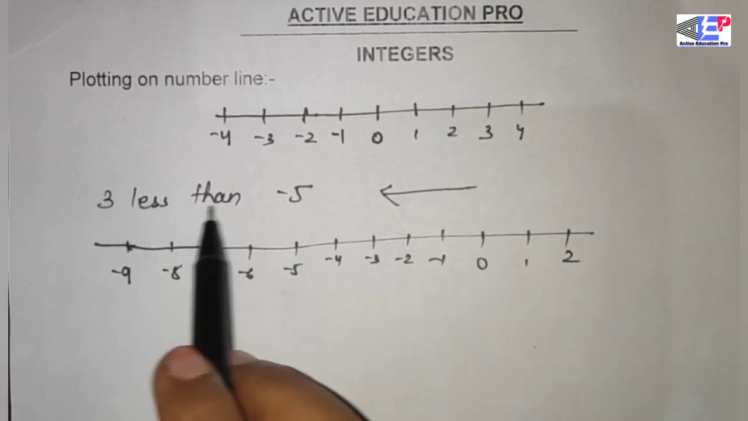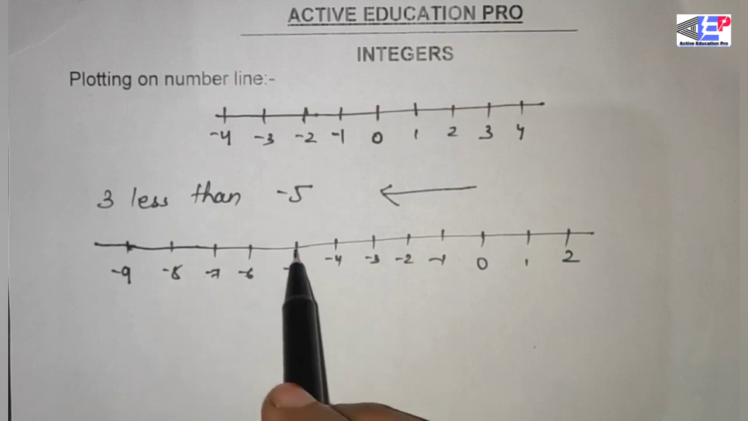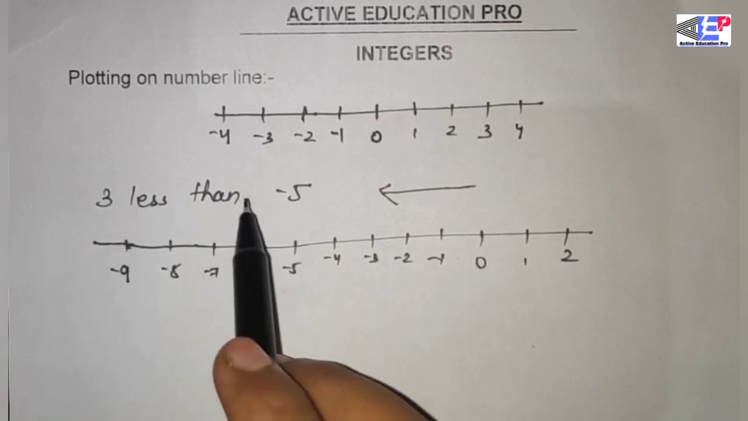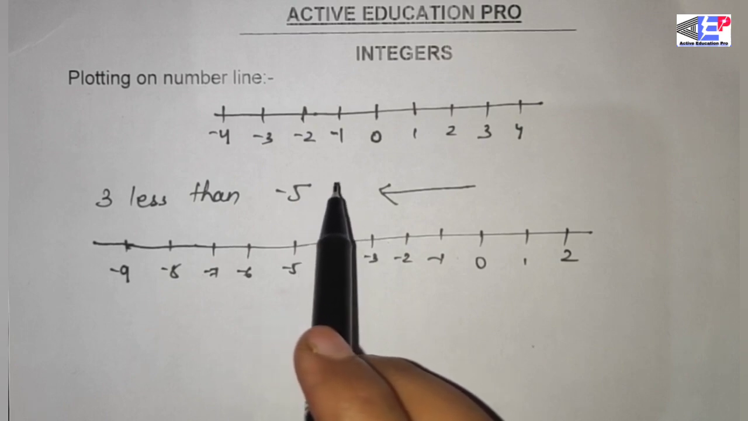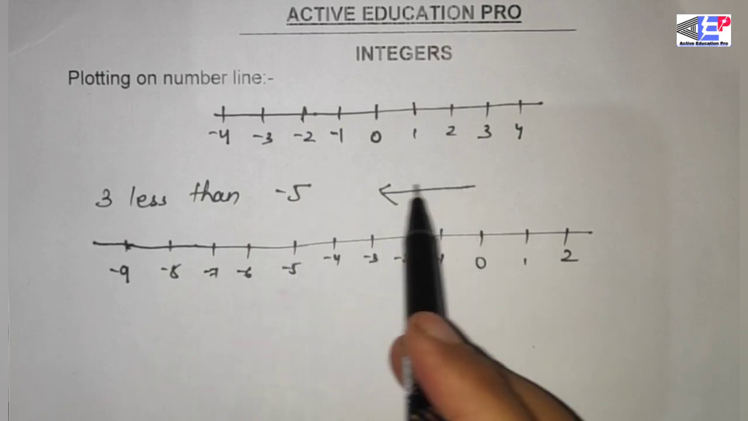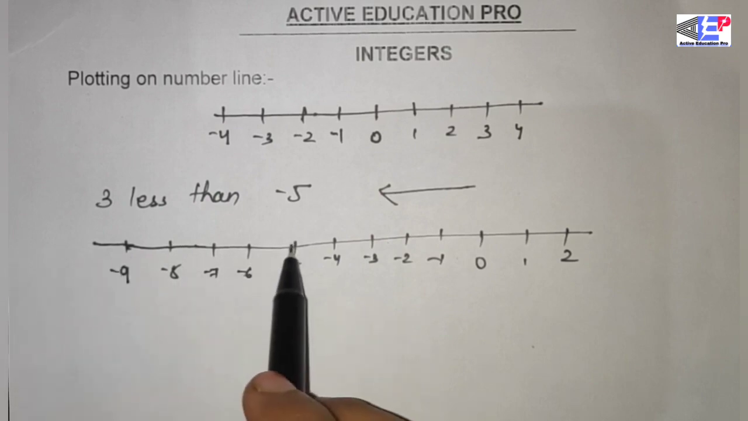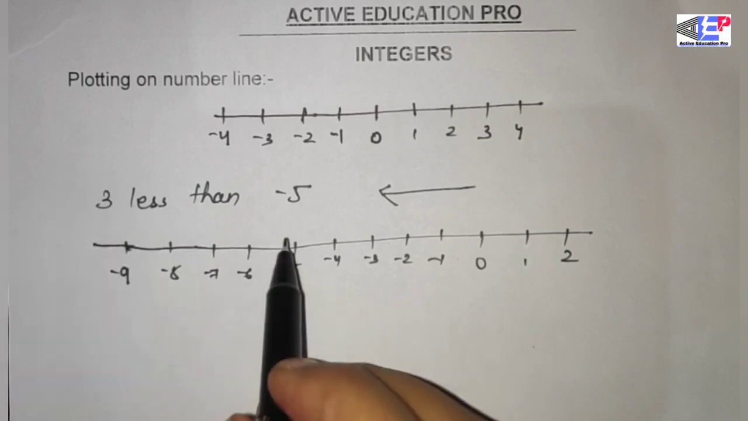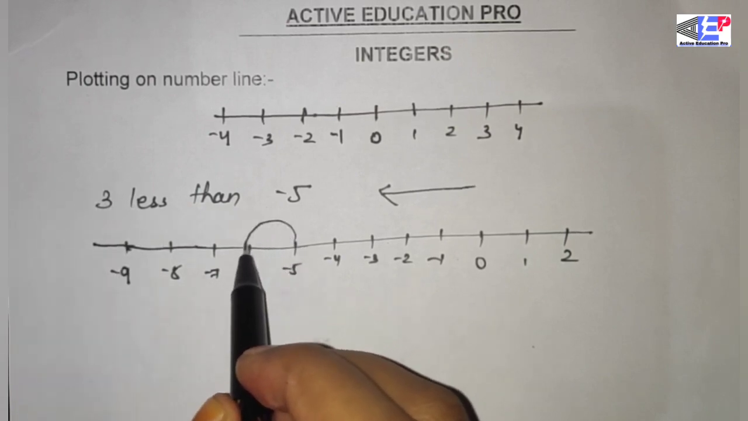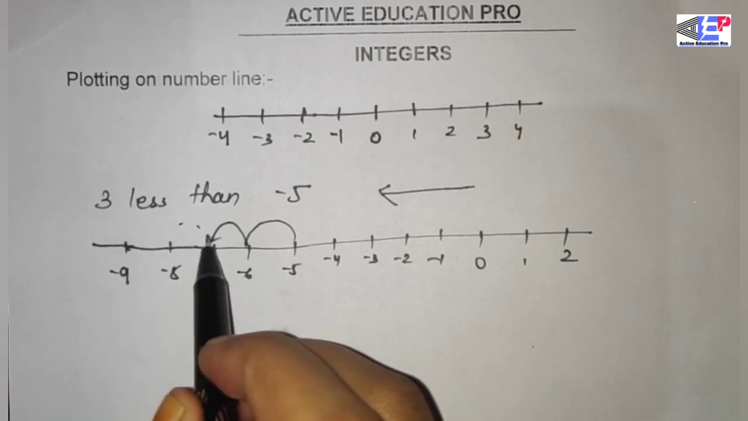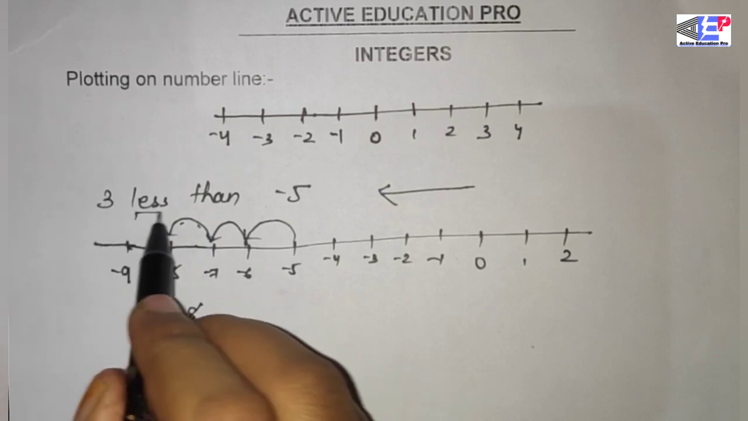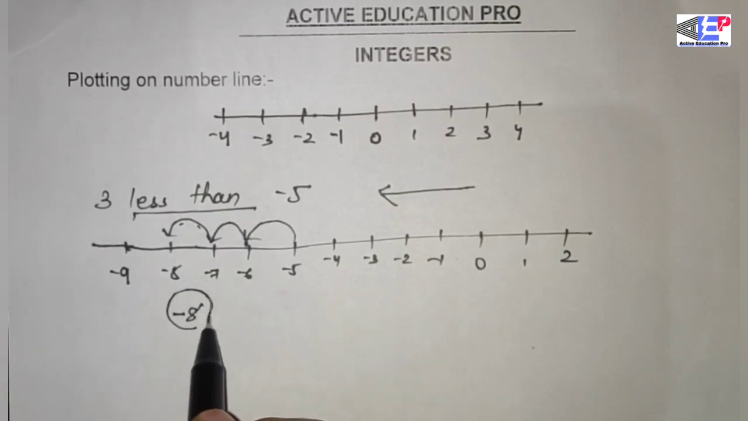Here, 3 less than -5, so you will move from -5 to its left position, because less than means it decreases the value. So you move right to left, from -5 to the left. How many places? 3 places. So you need to move 3 places. This is 1, 2 and 3. So your answer is -8. 3 less than -5 is -8.